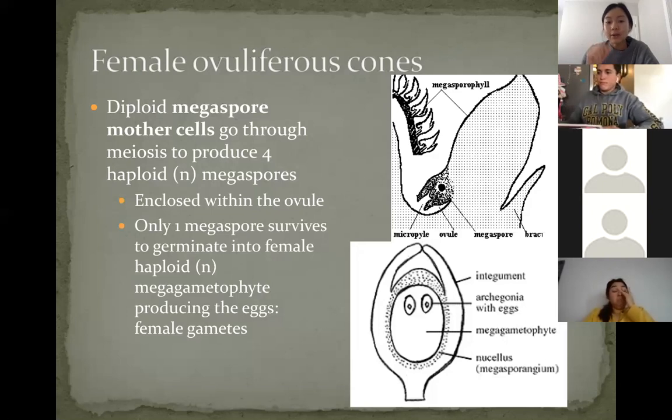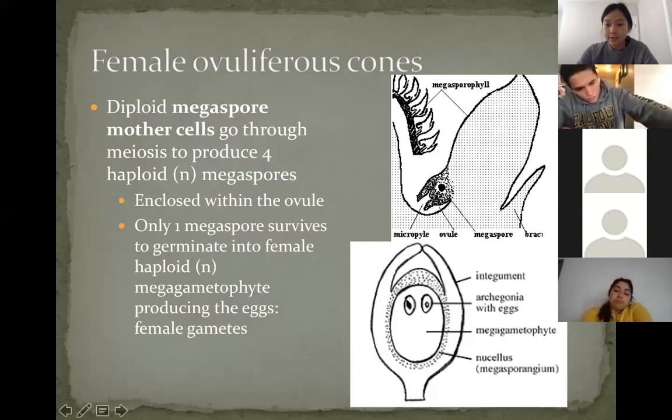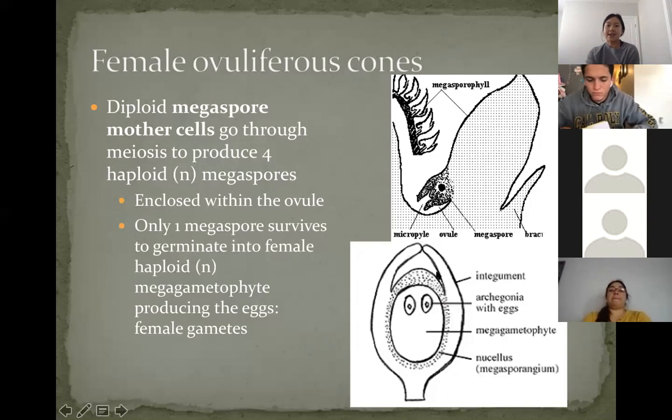Only one haploid megaspore survives to produce your haploid megagametophyte, which is this right here, to produce your female gametes or your eggs, which is right here, archegonia with the eggs. So this is one archegonia with one egg. This is the second archegonia with the other egg, all within the female gametophyte, which is right here. So this entire structure is the ovule, and it's found within the female cone at the end of the megasporophyll.